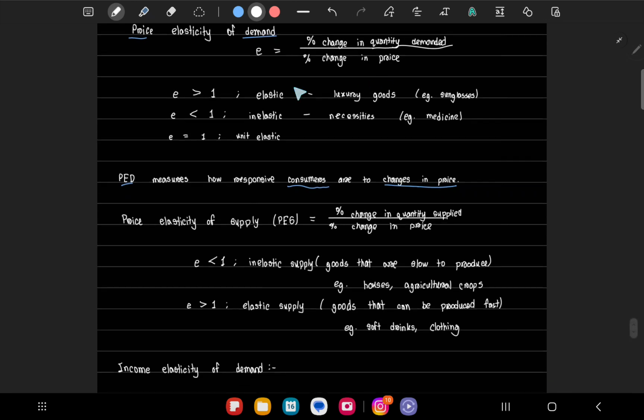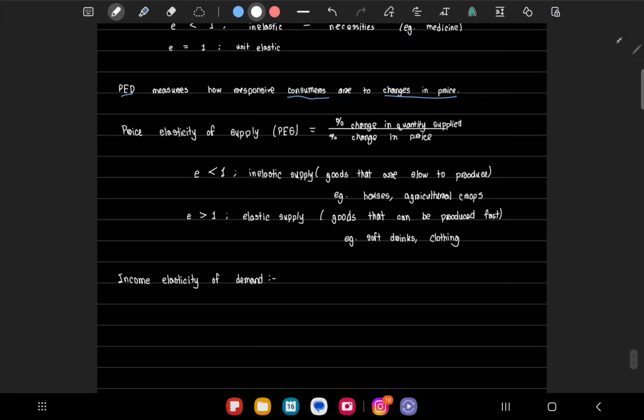For demand, elastic demand just means the goods are luxury goods. You can live without it. Whereas if it's inelastic, the goods are usually necessities that you cannot live without. So even if the price increases, you are forced to buy it. So medicine, food, they fall into that category.